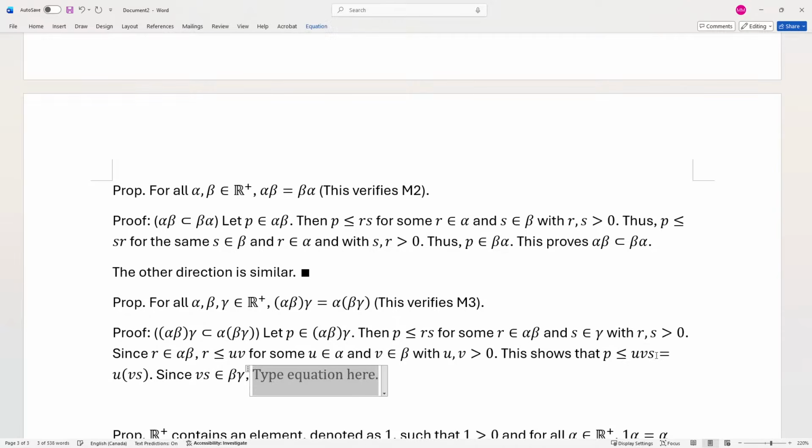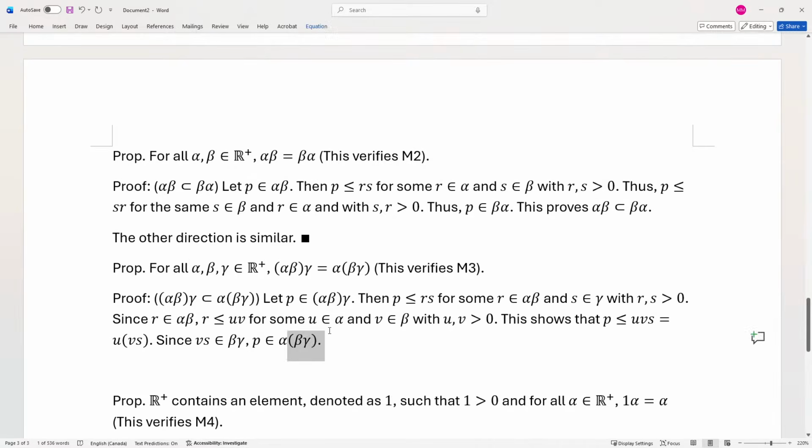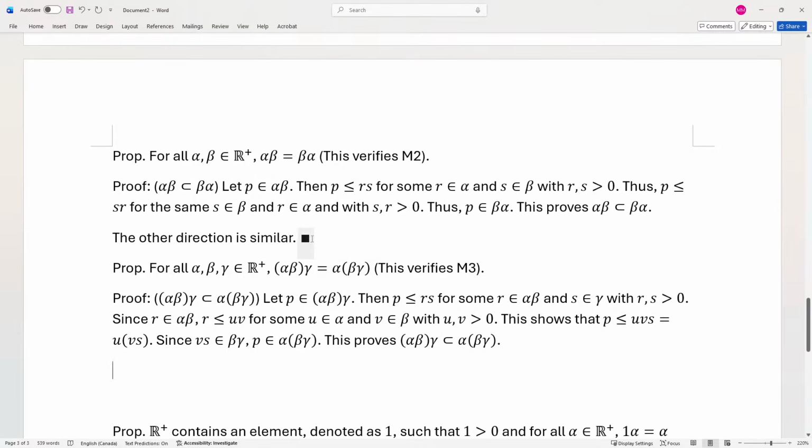So since we're done. Actually, let's not write that. Let's just write P is in the set alpha times beta times gamma. Okay, so that's it. So this proves the forward containment. The other direction is entirely similar.